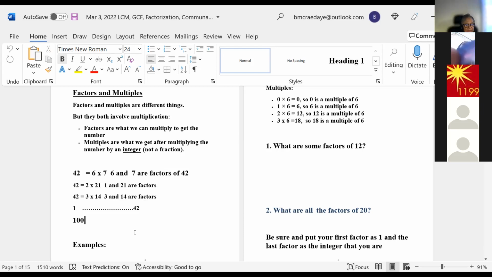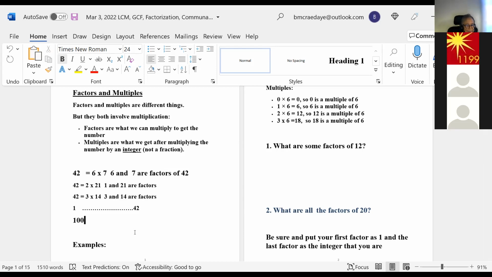Okay, 100. What are some factors? Maureen, give me two factors. Two numbers you can multiply to get 100. 2 and 50. Okay, 2 times 50. So those are factors. Now notice if Maureen gave me 2 and 50, the factors of 2 are only 2 and 1, right? But 50 has some factors.